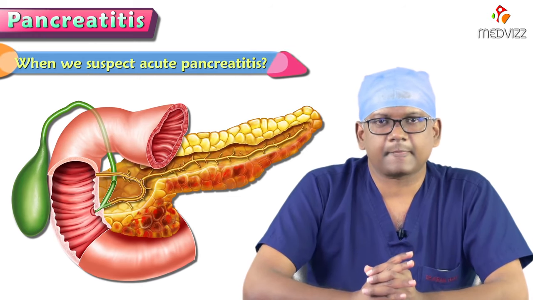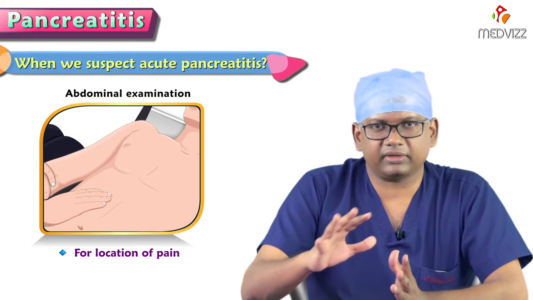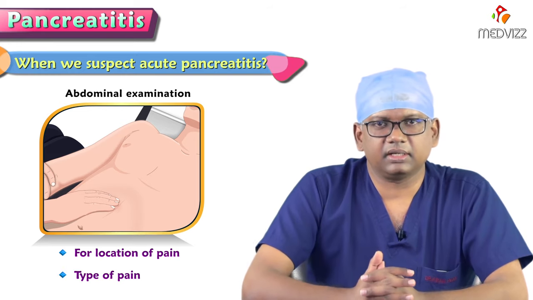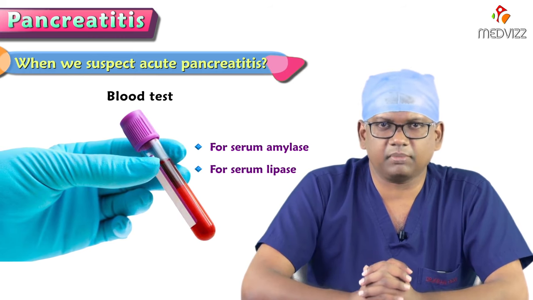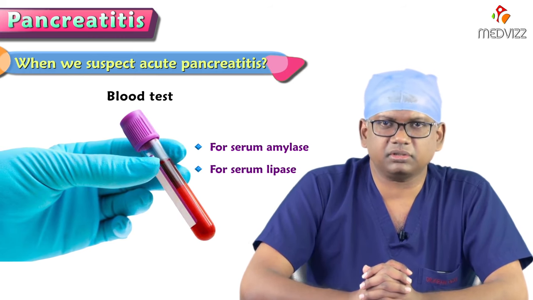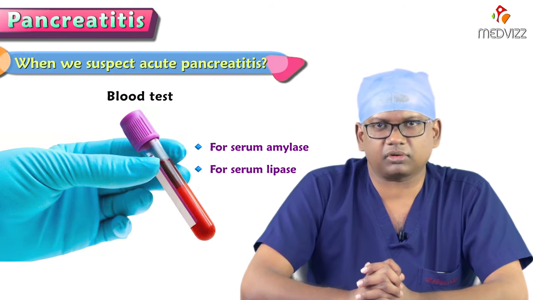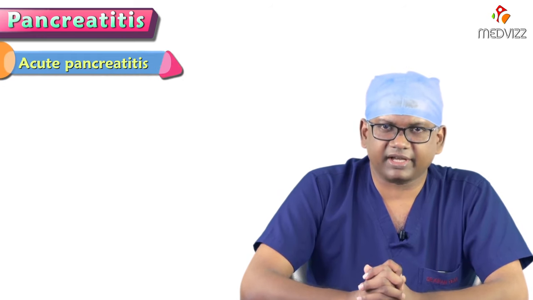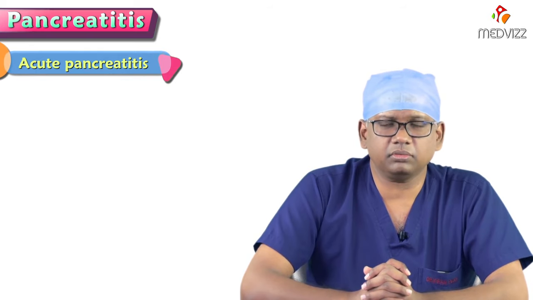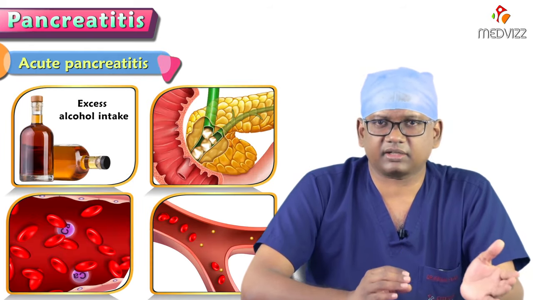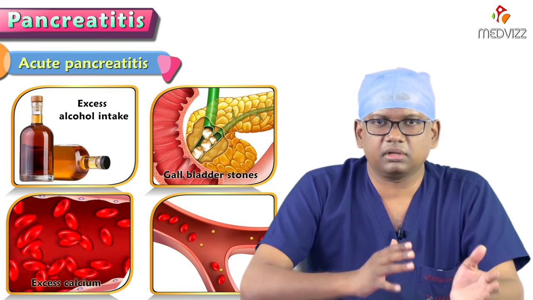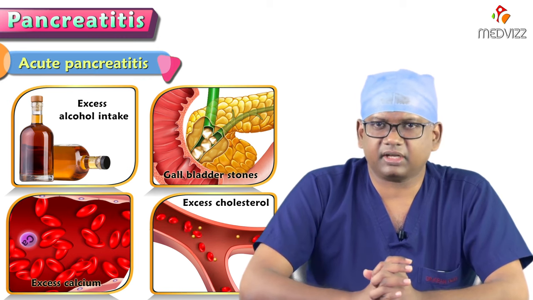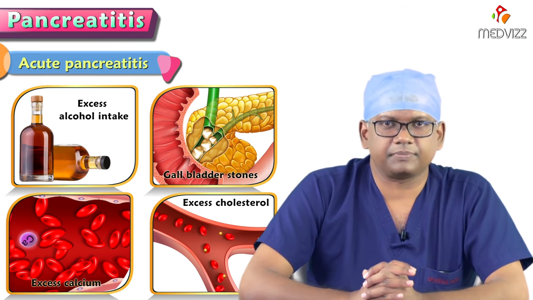From a doctor's point of view, when we suspect acute pancreatitis, we do an examination and see the location of the pain, type of the pain and so on. Then we send a sample for serum amylase and lipase, which is a simple blood test that can give very good information on whether the patient has pancreatitis or not. If acute pancreatitis is diagnosed, the next step is to look for the causes immediately. Any risk factors like alcohol intake, gallbladder stones, high calcium or high cholesterol. If these are there, then that has to be addressed.